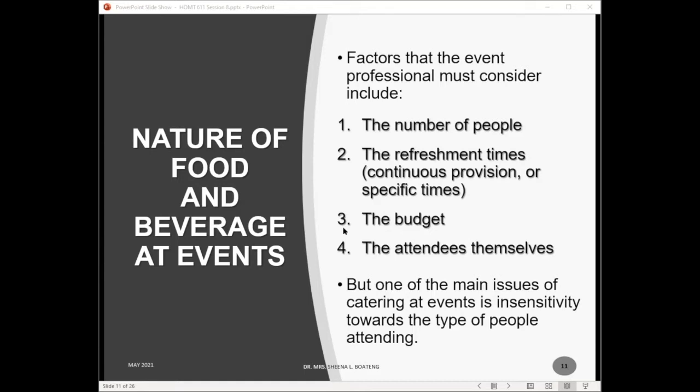However, one of the main issues of catering at events, which I want us to take cognizance of, particularly in relation to the attendees, is the insensitivity towards the type of people attending events. And this happens a lot when it comes to events like those organized in Ghana, where you see that for every event that you attend, be it a wedding or a funeral, there's a certain menu that is served. At least, at best, you will see certain food items that are consistent in every menu, regardless of whether it is a party, a wedding, or a funeral. Do you agree? What are some of these menu items?